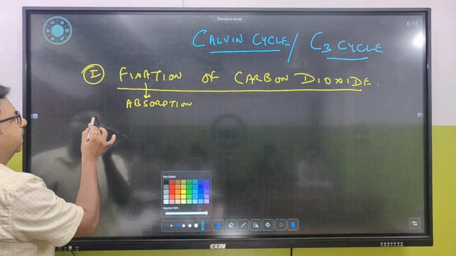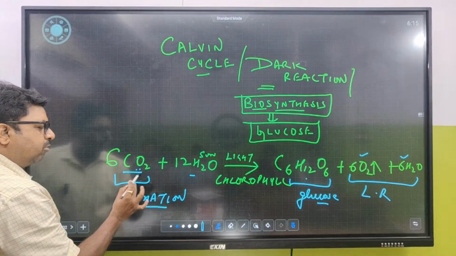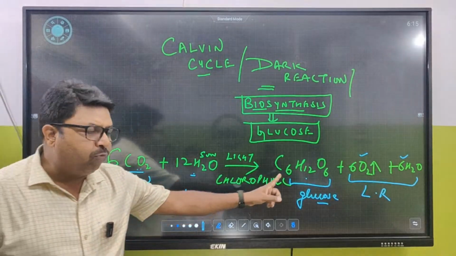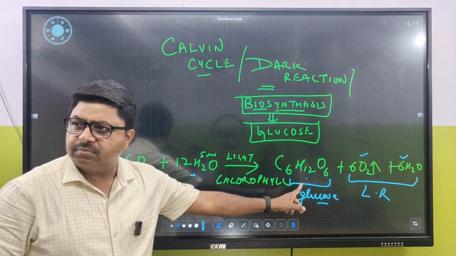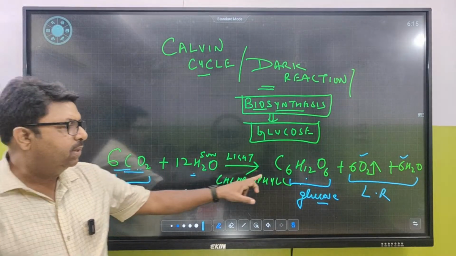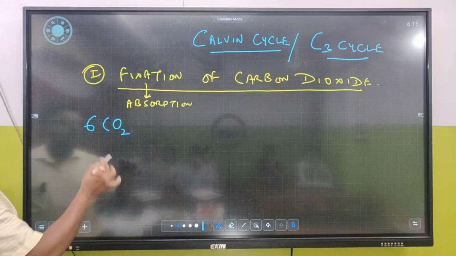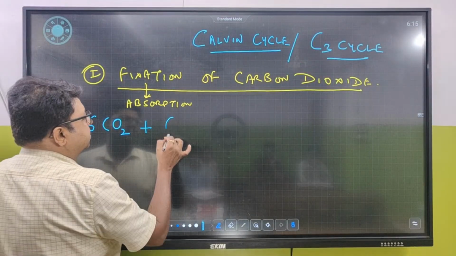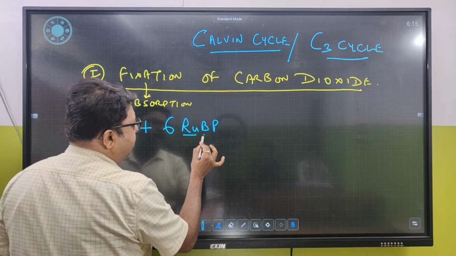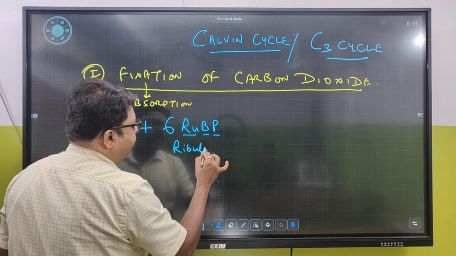So definitely there should be 6 molecules of carbon dioxide. Just now we have seen this: 6 molecules of carbon dioxide bind with 12 molecules of water in order to give C6H12O6. Over here, 6 carbon and C6. Understand, so 6 molecules of carbon dioxide bind with 6 molecules of RuBP. What is RuBP? It is ribulose bisphosphate.